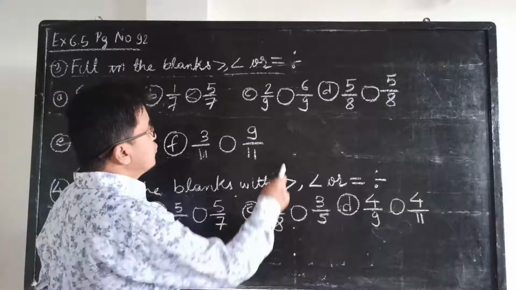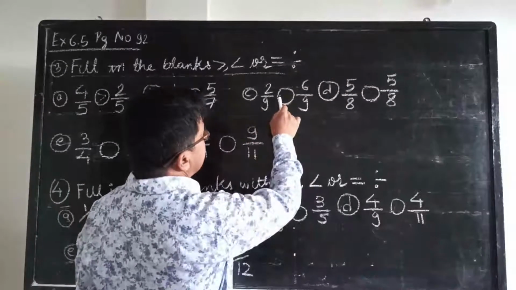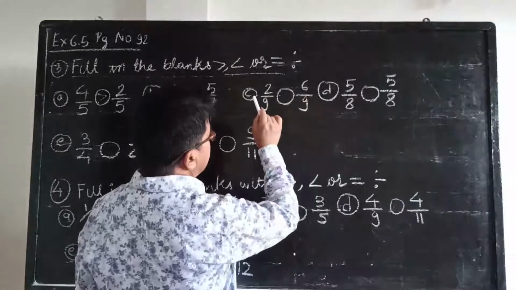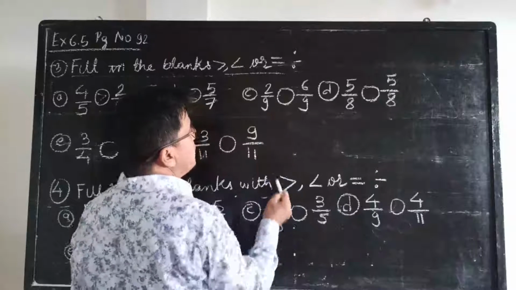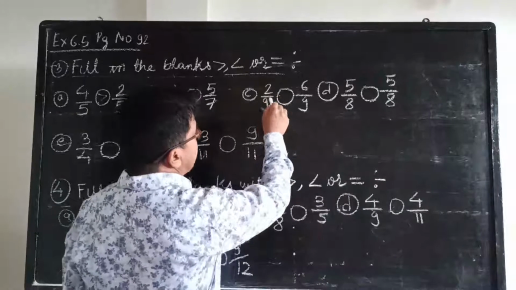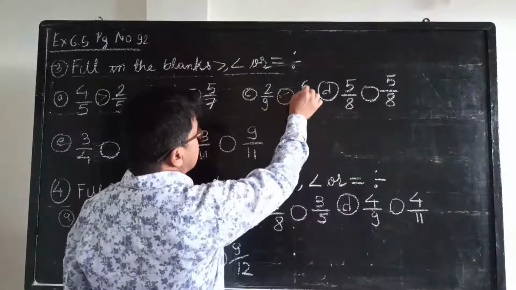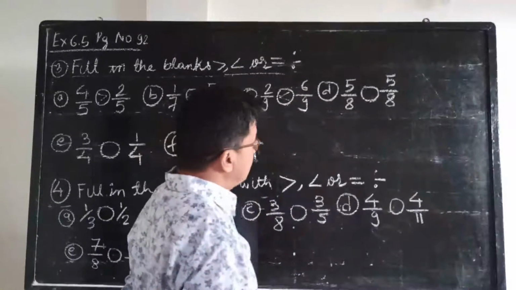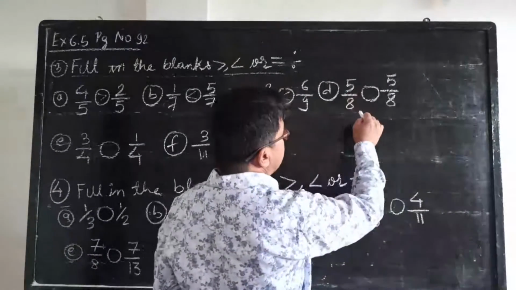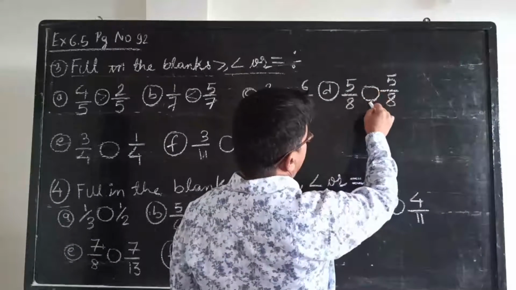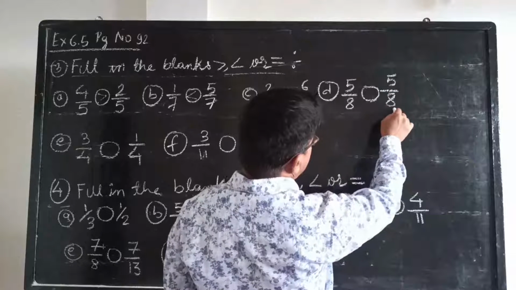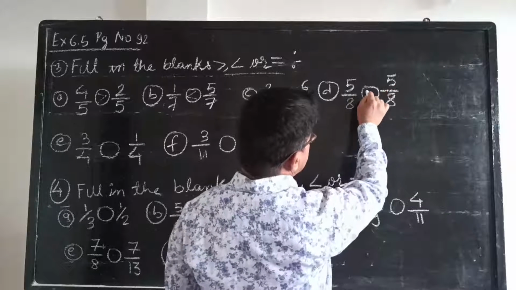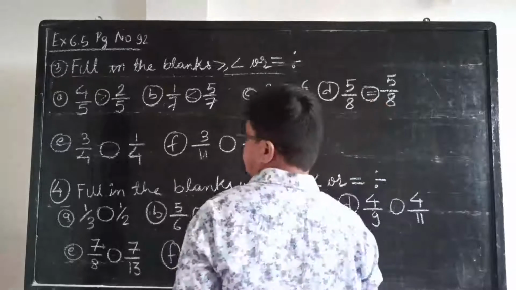C, 2 upon 9 is greater than or smaller than 6 upon 9. Denominators are same, so the number having smaller numerator will be smaller. So 2 upon 9 is smaller than 6 upon 9. Now D, 5 upon 8 is smaller than or greater than or equal to 5 upon 8. Denominators are same, numerators are same, so it is equal.